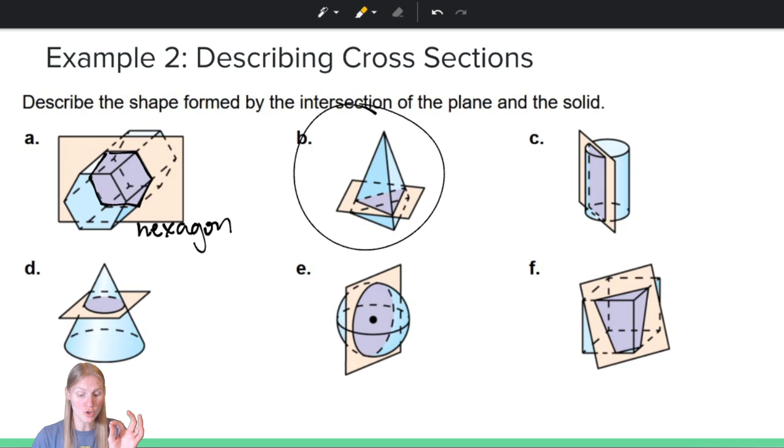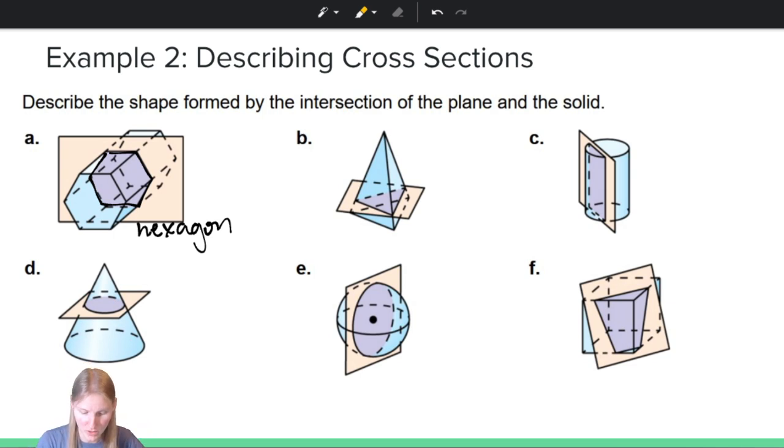Okay, next, let's look at B. What is the blue shape? What's the three-dimensional shape we're looking at? This is a pyramid. I know because it comes to a point. What is the base of this pyramid? It is a 1, 2, 3-sided shape. It is a triangle. This is a triangular pyramid.